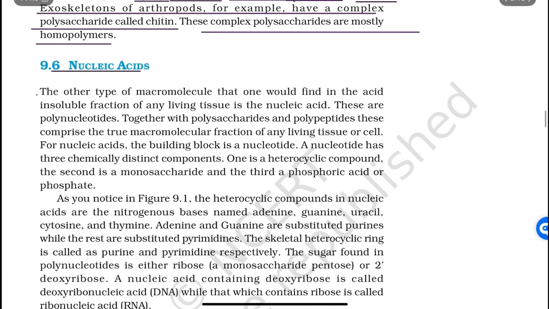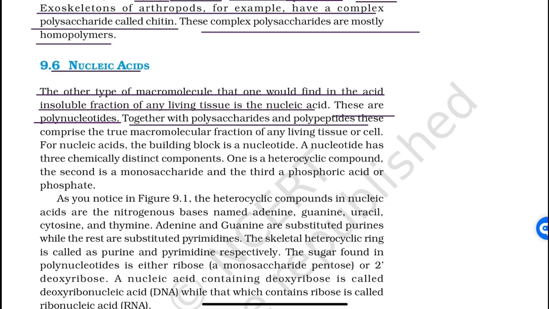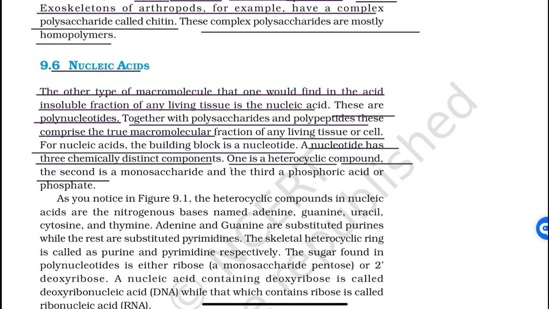Nucleic acids. The other type of macromolecule that one would find in the acid-insoluble fraction of any living tissue is the nucleic acid. These are polynucleotides. Together with polysaccharides and polypeptides, these comprise the true macromolecular fraction of any living tissue or cell. For nucleic acids, the building block is a nucleotide. A nucleotide has three chemically distinct components. One is a heterocyclic compound, the second is a monosaccharide, and the third is a phosphoric acid or phosphate group.